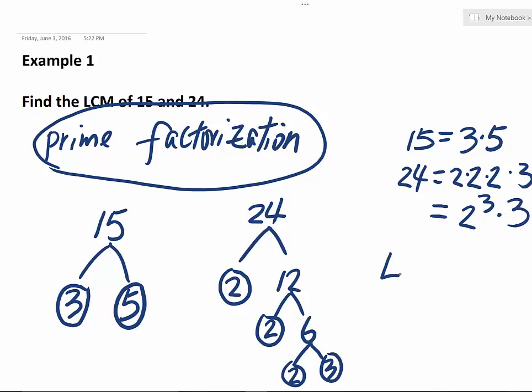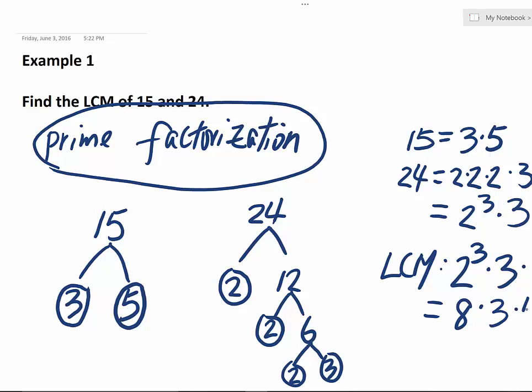Now the LCM is determined by the prime factorization. So what we do is we look at each individual factor, and we start with 2. 2 is a factor that appears in 24, and we take the highest exponent, so 2 cubed. Both prime factorizations include 3, so we include 3. Also 5 is a part of the factors for 15, so we also include 5. So eventually we end up with 8 times 3 times 5. 8 times 3 is 24. 24 times 5, 120. So the LCM is 120.